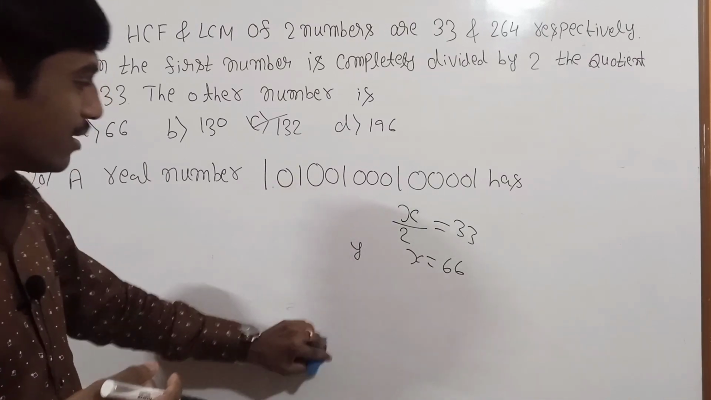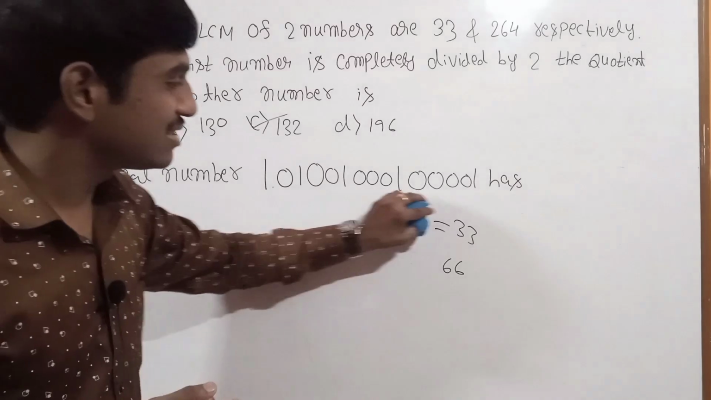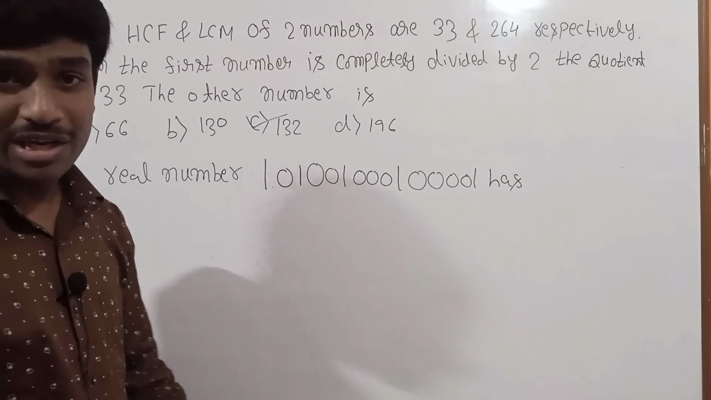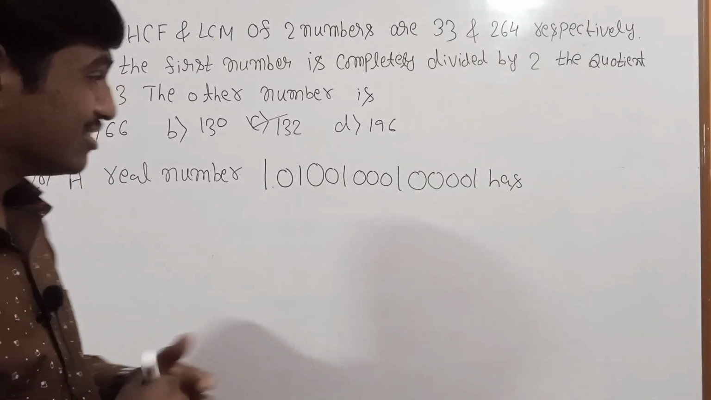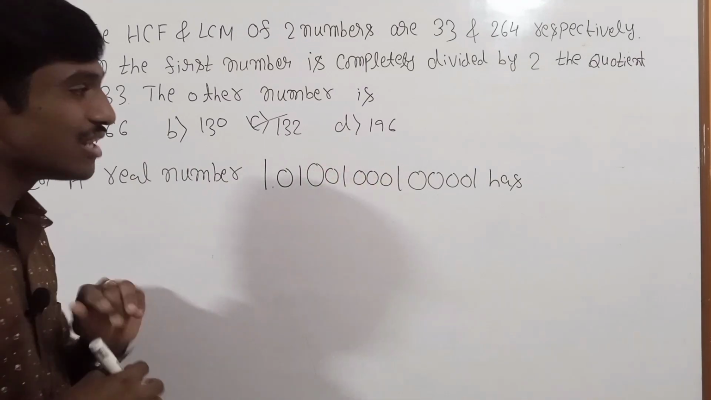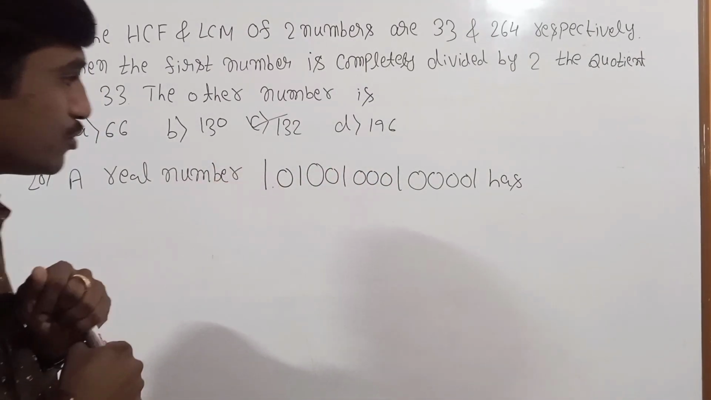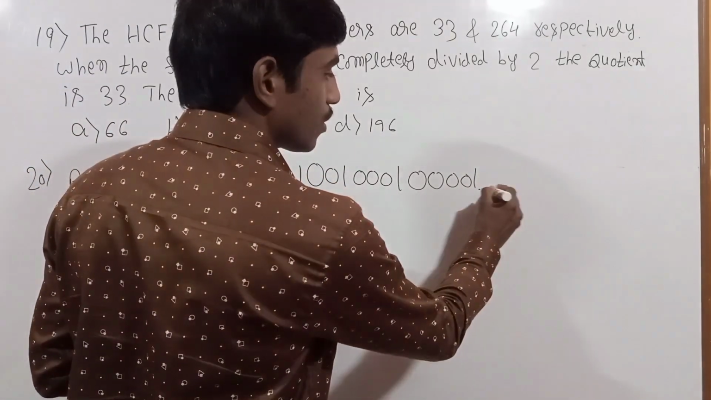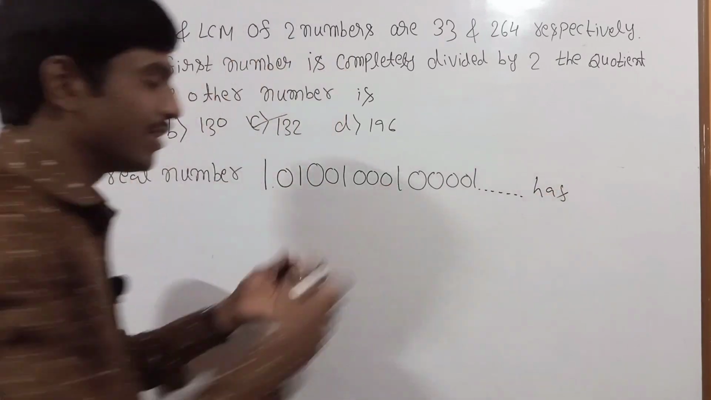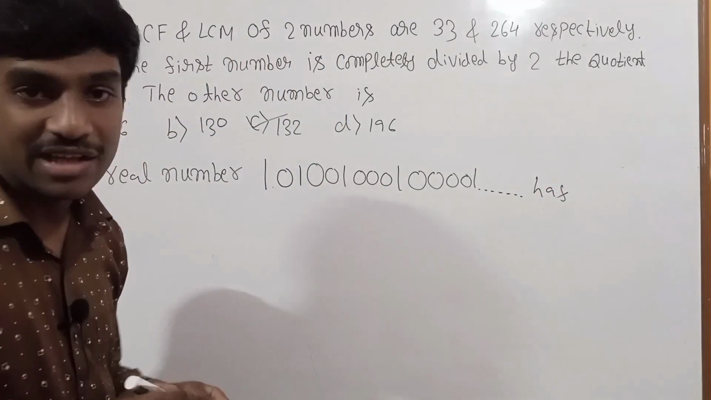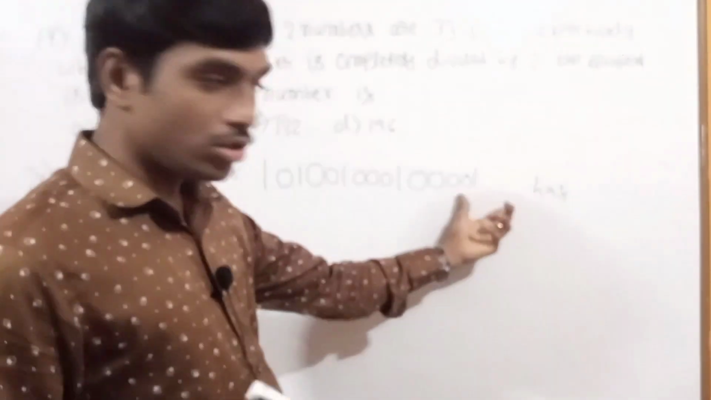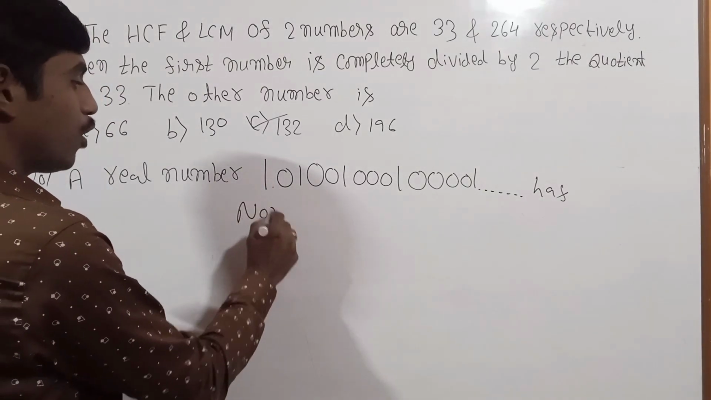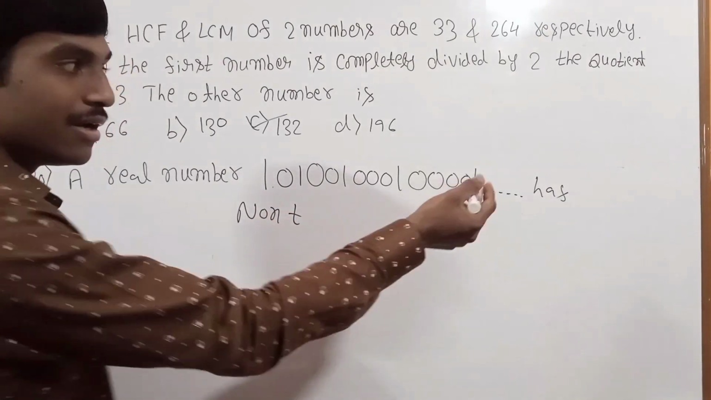Here they have given a real number, and the options are whether it is terminating, non-terminating, repeating, or non-repeating. Basically, by looking at the number, let's not go to the options yet. You see here after this they have given dot dot dot. When you get dot dot dot, that means there is no end. If there is no end, then that number must be non-terminating, because the meaning of non-terminating is that it does not end.